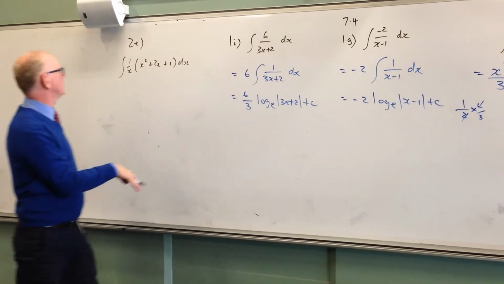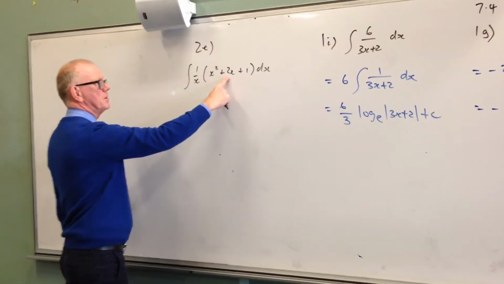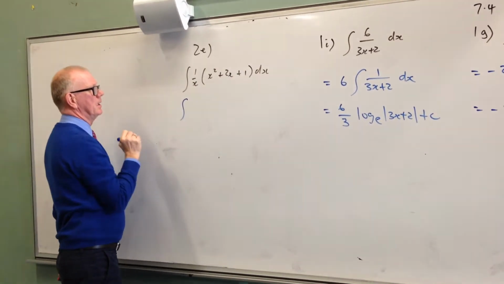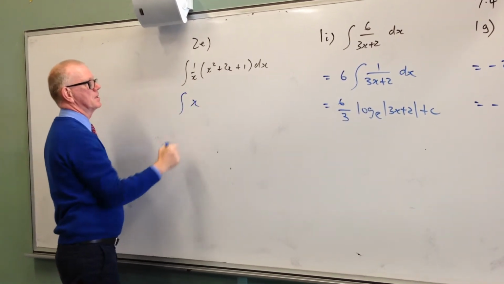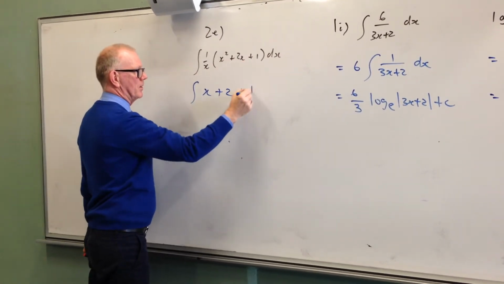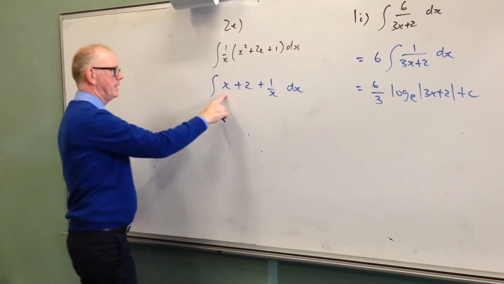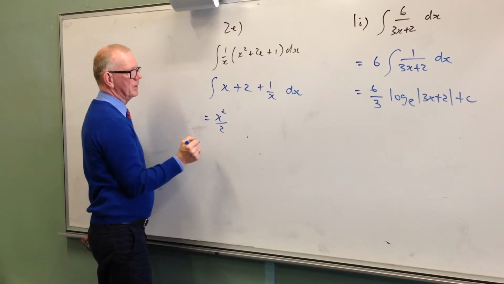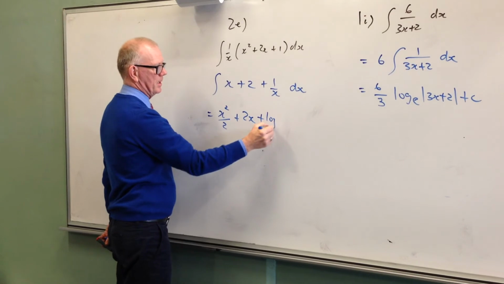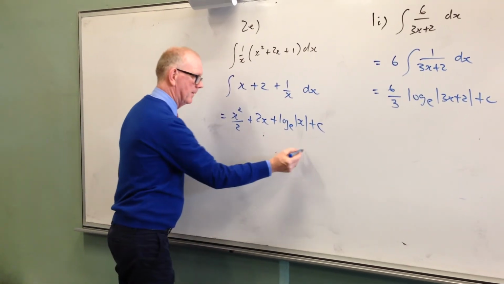And the last example is out of question 2. I have 1 on x times x squared plus 2x plus 1 with respect to x. I can multiply that out to get 1 on x times x squared is x, 1 on x times 2x is plus 2, 1 on x times 1 is 1 on x. Taking the antiderivative with respect to x, the x becomes x squared on 2, the 2 becomes 2x, the 1 on x becomes log base e of x plus some constant c.